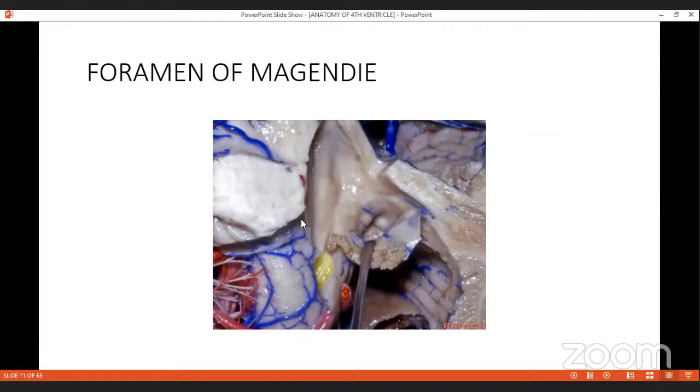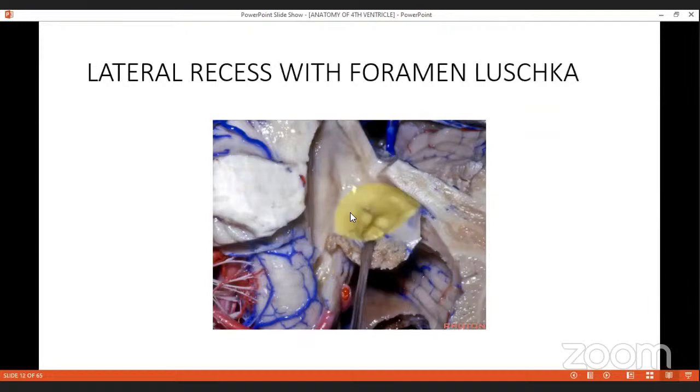This basically is the cavity. And if you could see on the lateral aspect, this fourth ventricle continues on both sides as slit-like apertures into the lateral aspects. These are called the lateral recesses of the fourth ventricle, and there they communicate with the subarachnoid spaces of the CP angles via the foramen of Luschka. So there would be paired foramina of Luschka, one on the right side and the other on the left side.